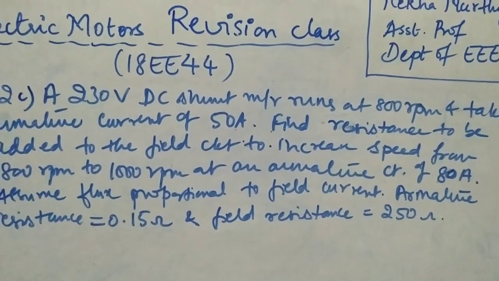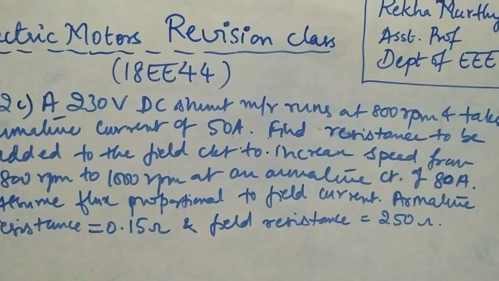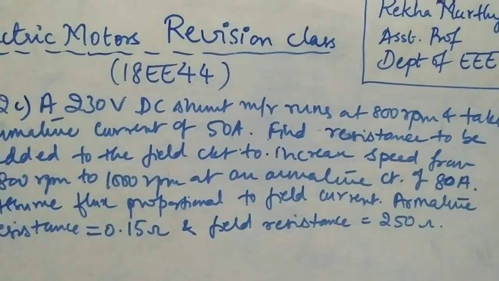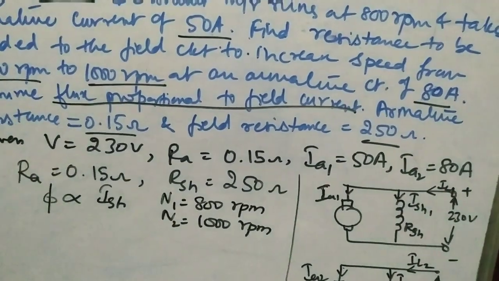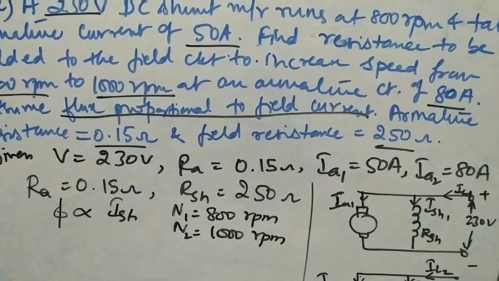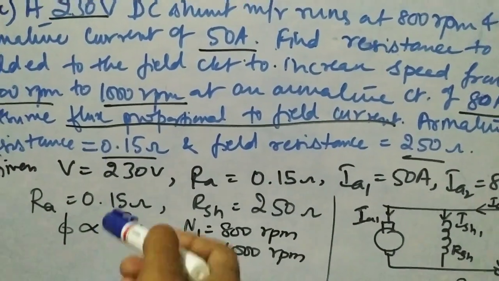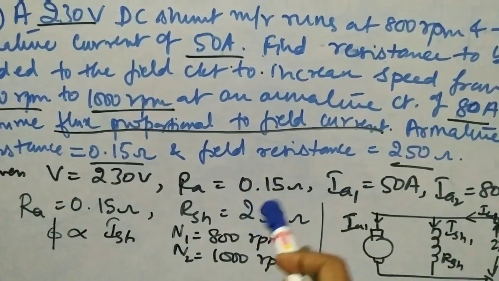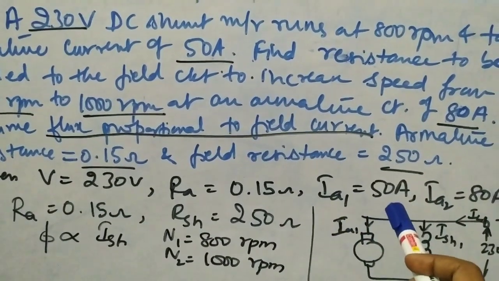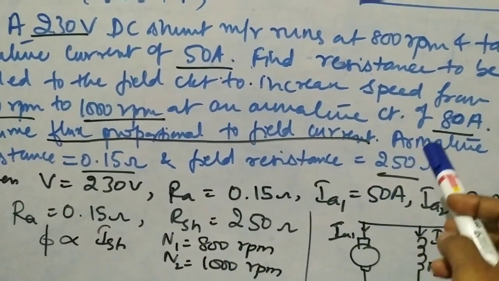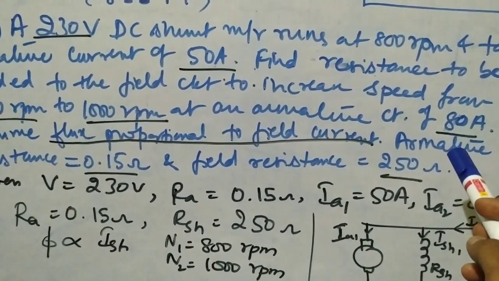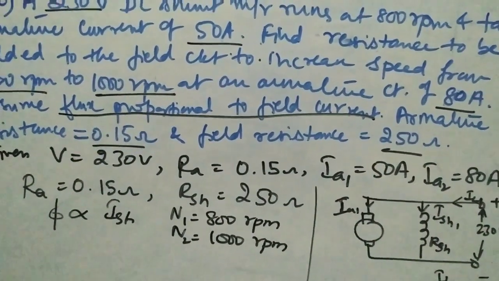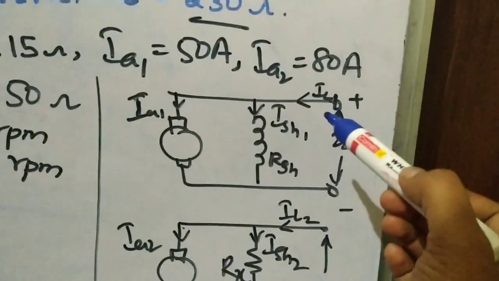Assume flux proportional to field current, armature resistance equal to 0.15 ohm, and field resistance equal to 250 ohms. Now let us write down the given data. As per the problem, the voltage is 230 volts, armature resistance is 0.15 ohm, shunt resistance is 250 ohm, and IA1, the first armature current, is 50 amperes, which is going to increase to 80 amperes by inserting the resistance. That is what we have to find out, the value of Rx.